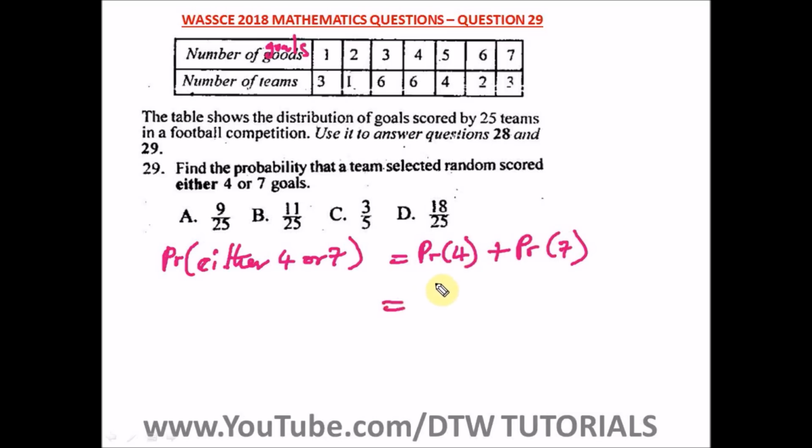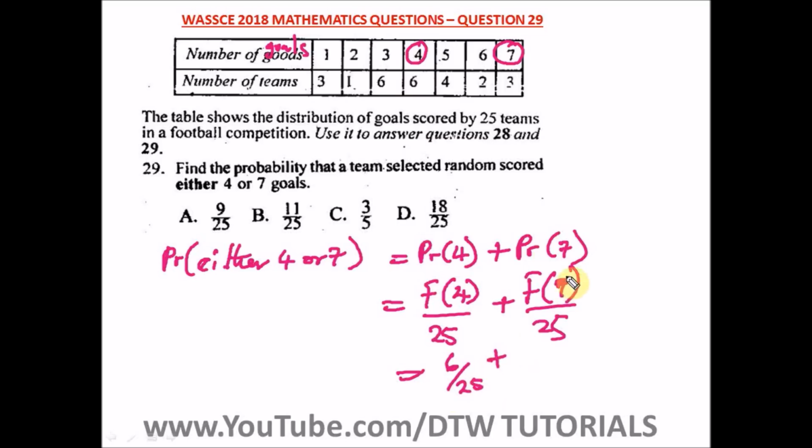What's the frequency of the people, the number of teams that scored just 4 goals? Here we have 4 here, and 7 here. Is that not it? So we have here 6, divided by 25, plus the frequency, that's the number of teams, for 7. How many teams? We have 3 over 25. So here we just have 9 over 25. This is our answer, and our right option here is option A.